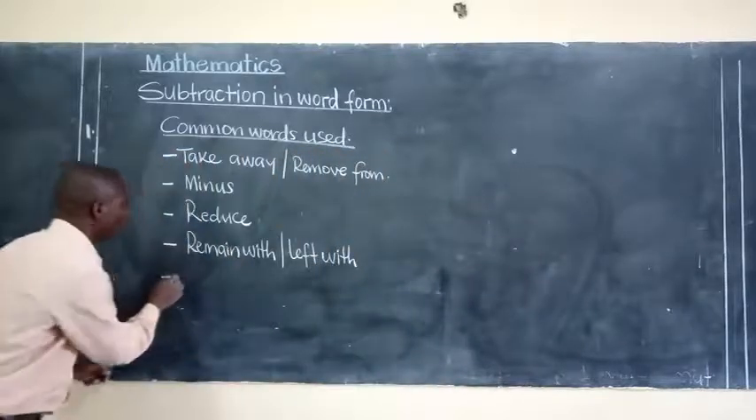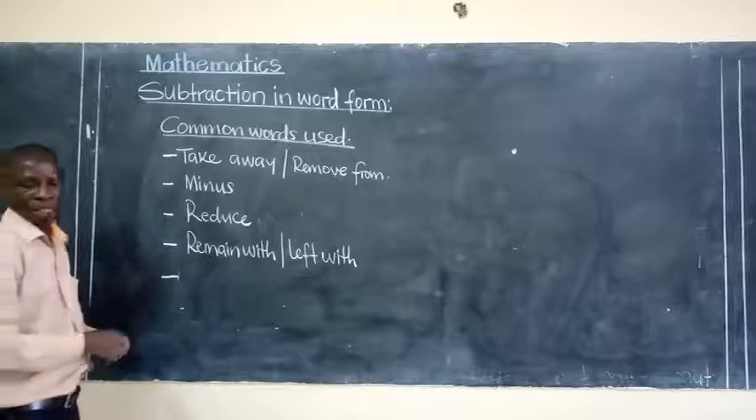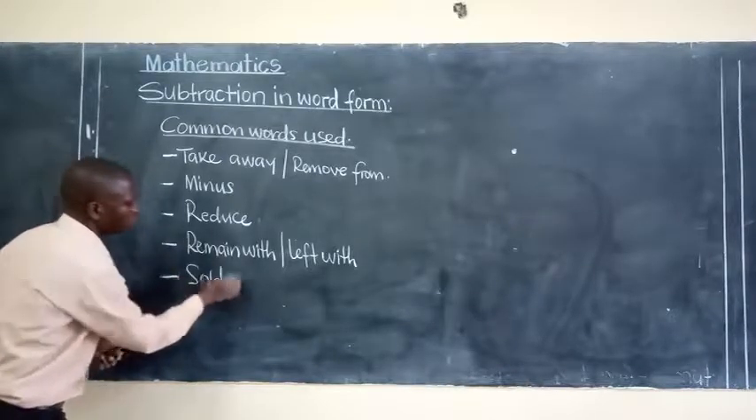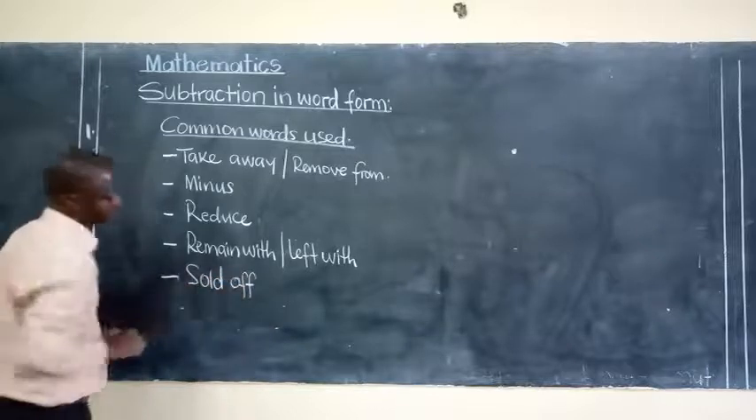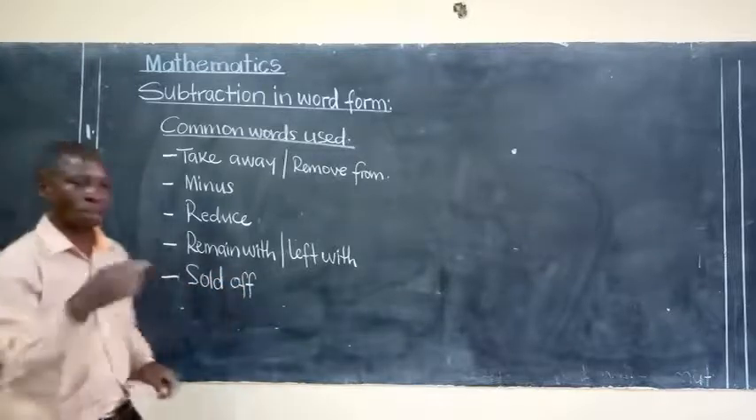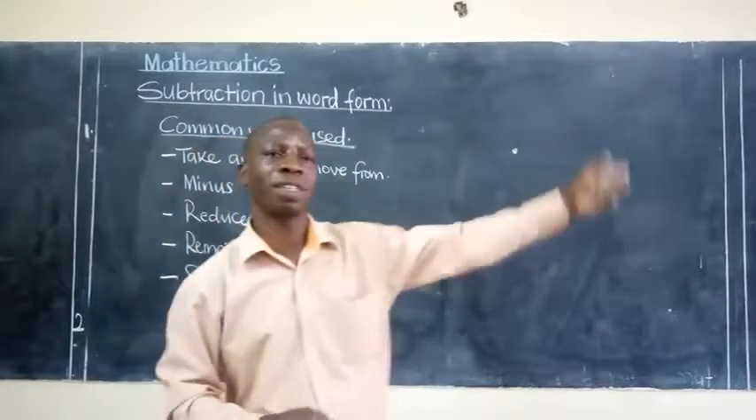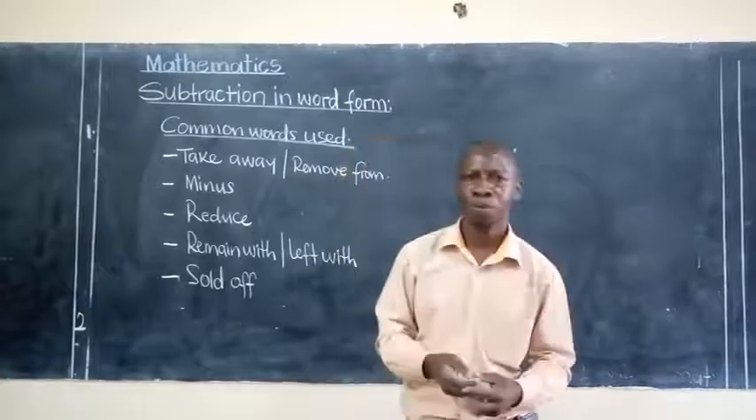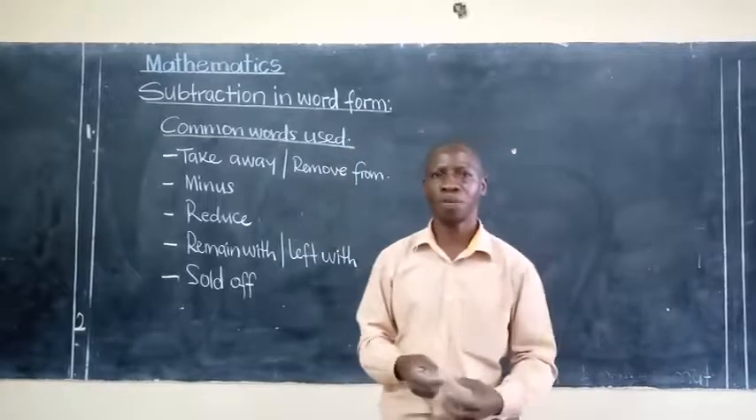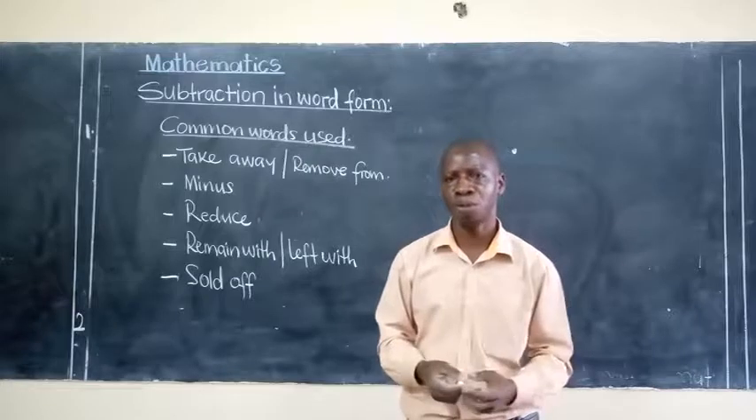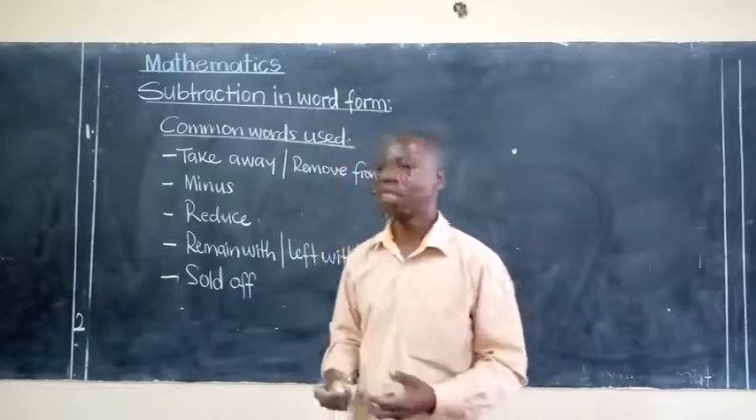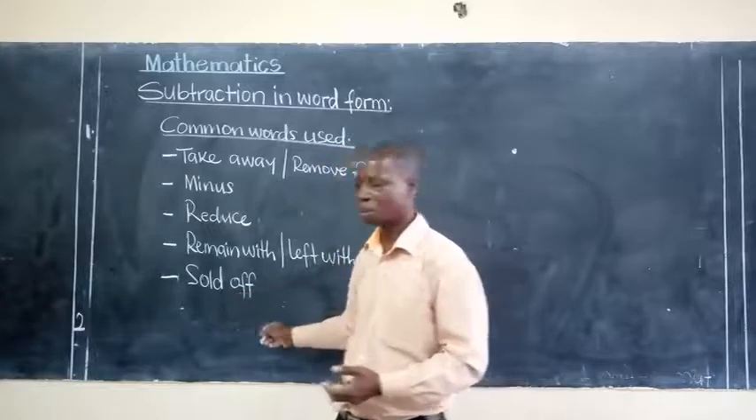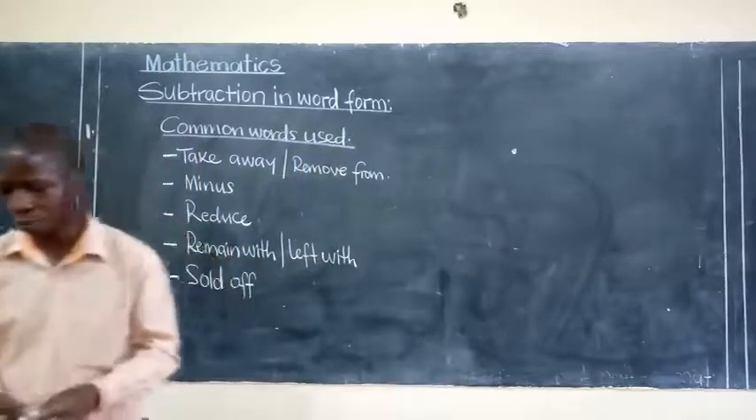Okay. Sometimes they can use the words sold off. Once they say sold off, that means he subtracted some. He had 4 cows and he sold off 2. That means he took away 2 from 4. So sold off means subtract. To get the answer, you will subtract.